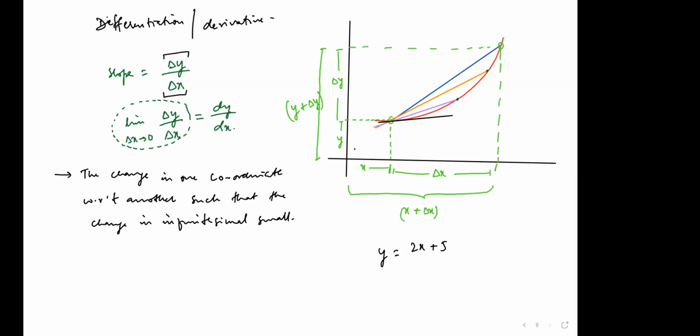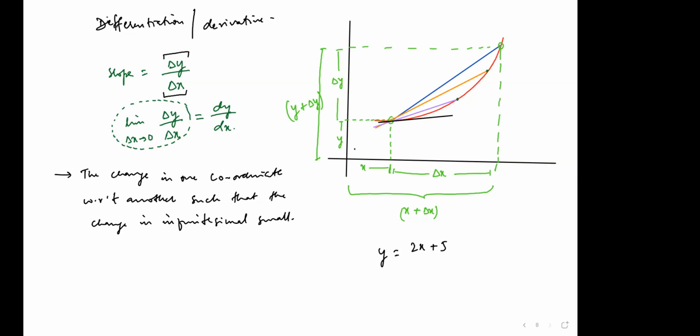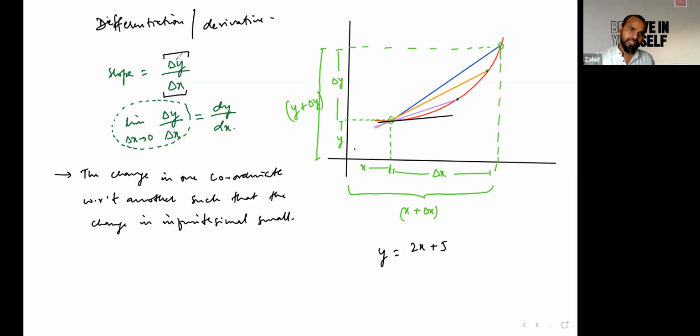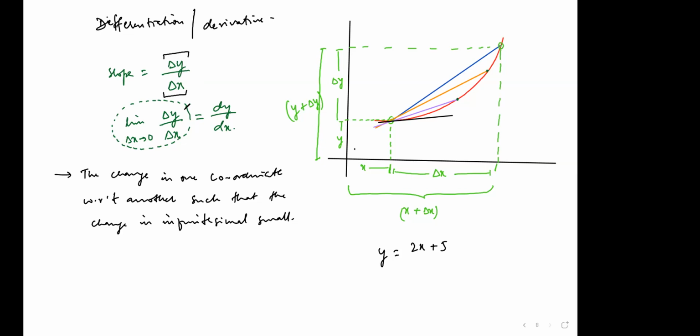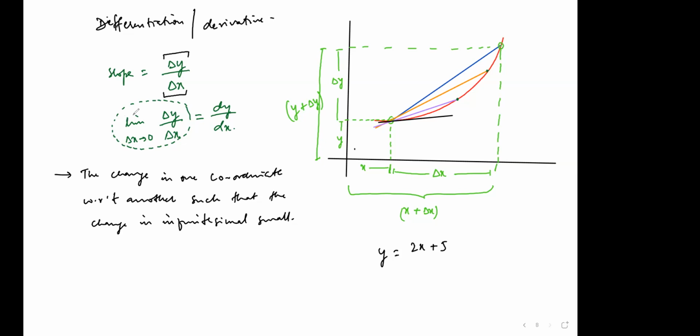Just write this. Khalid, any doubt? No, sir. Okay. So what is written there? Delta y by delta x. Slope is equal to delta y over delta x. Limit. LIM is the abbreviation or short form of limit.